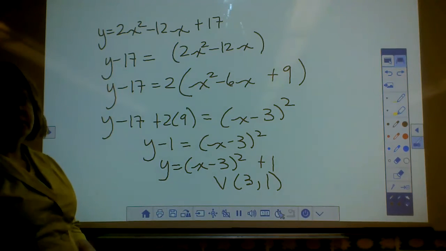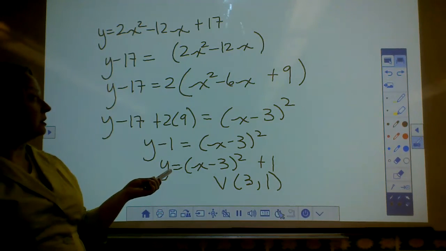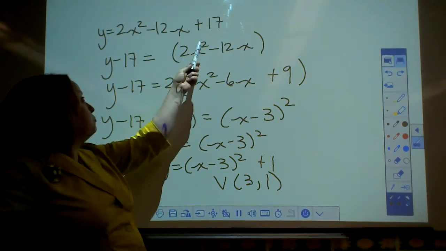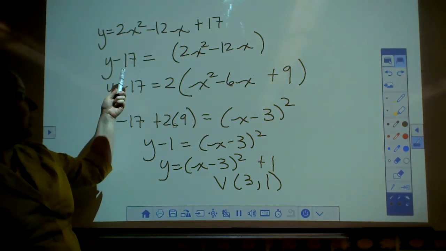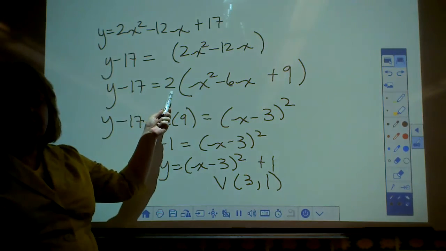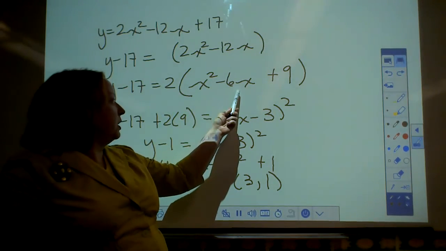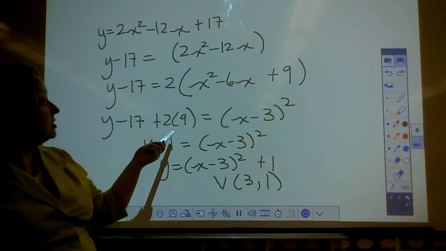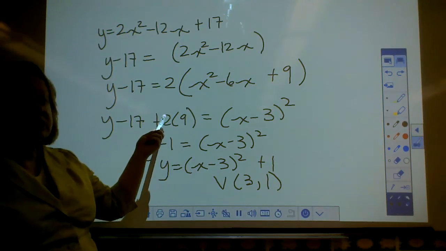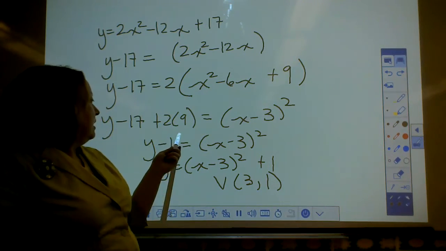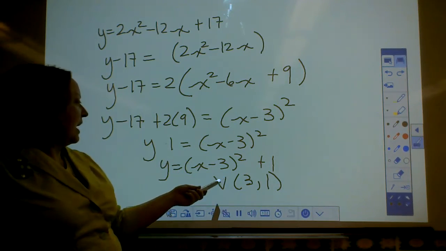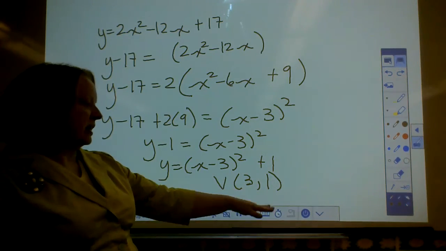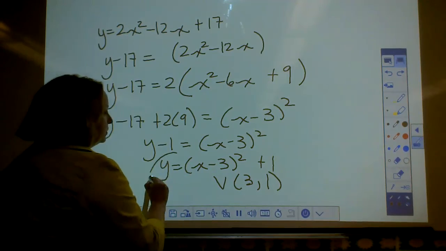Okay? So some of you might like this method. It's a little bit easier. So we'll just walk back through it. I moved the 17 over. It became negative. Next, I took out a 2. I completed the square here. I need to keep the equations balanced, so I added a 2 times 9 here, and then I just did my algebra, factored, and then I was able to find the vertex after that. So this is what it looks like.